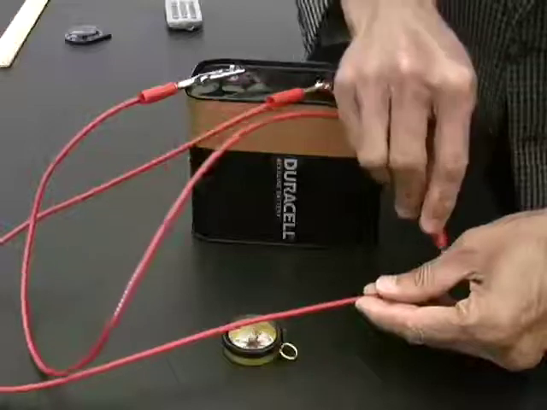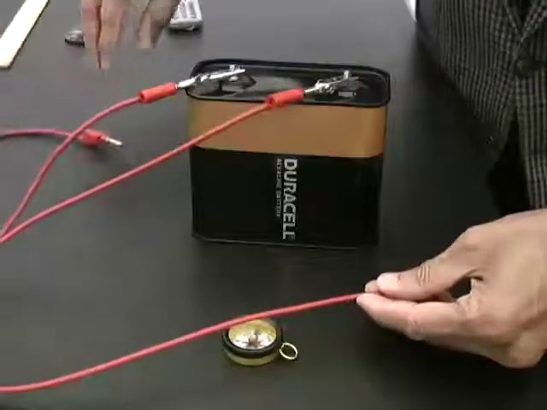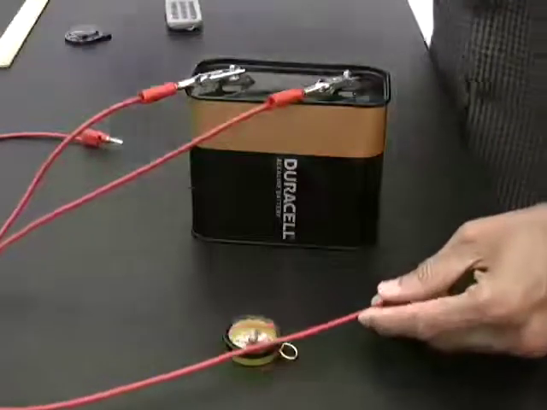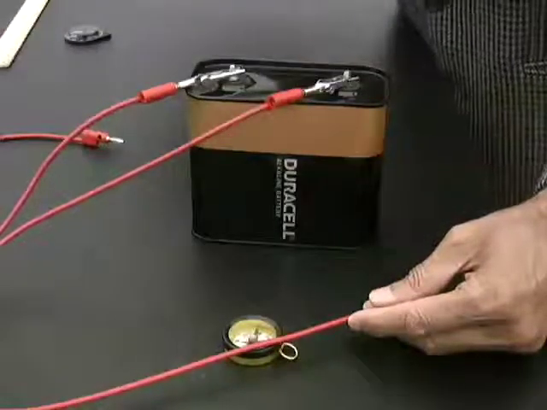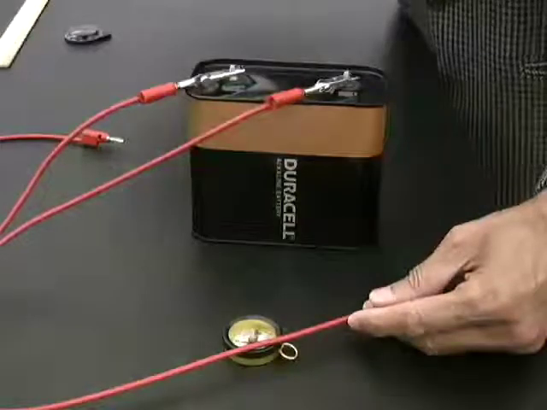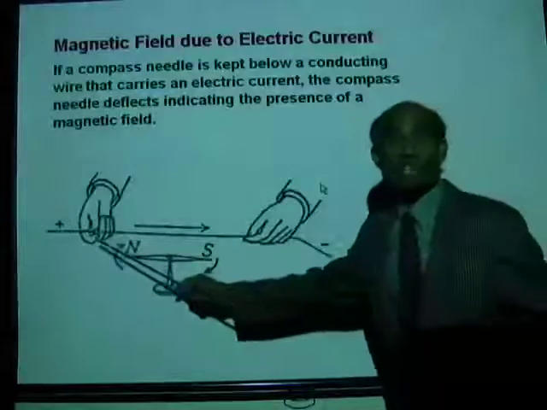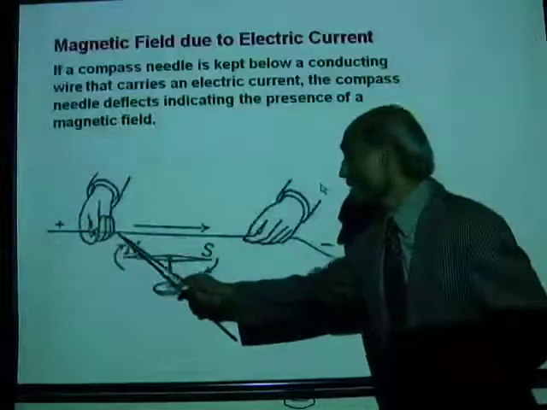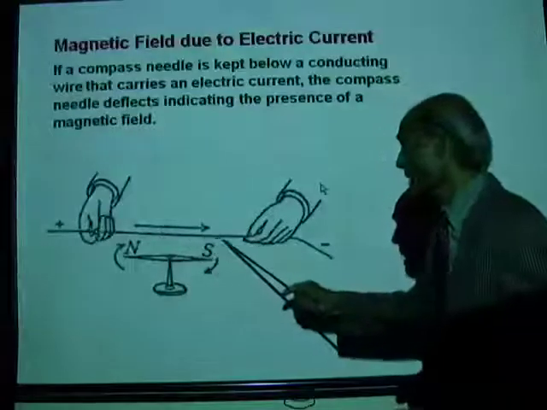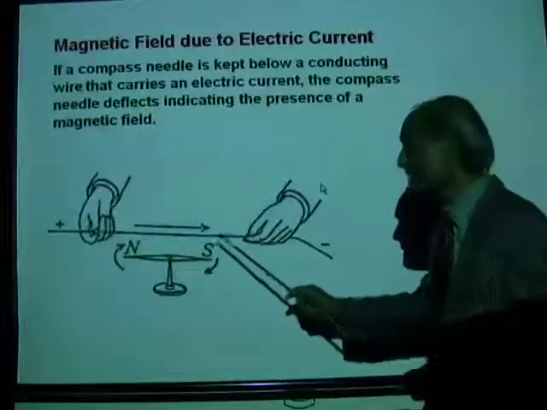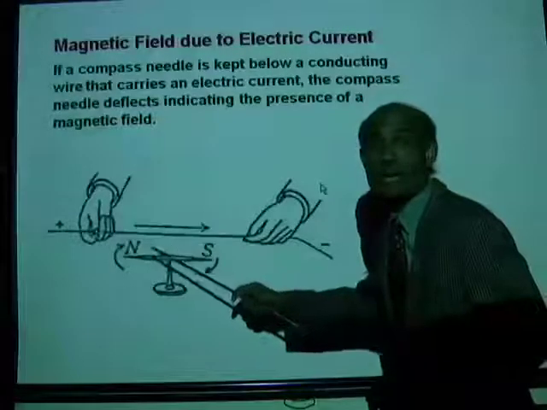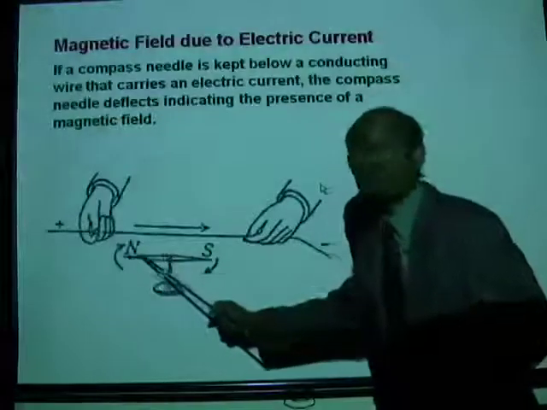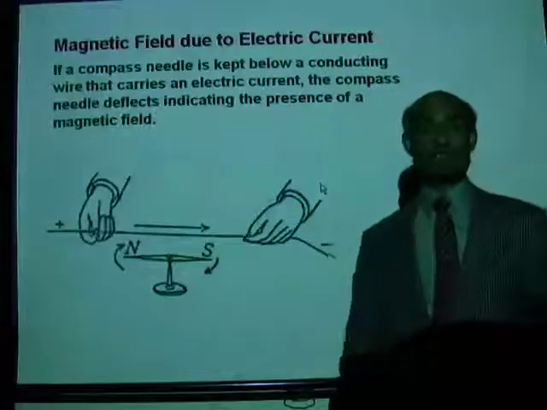magnetic field is generated around it. Well, that's an important concept. An electric current has a magnetic field associated with it. I have illustrated that concept here. When a current flows in the wire, in the conductor, a magnetic field exists around it, and it is shown by the deflection of the compass needle.